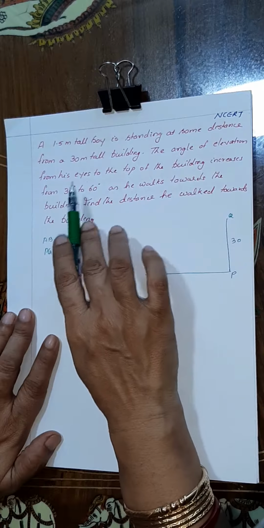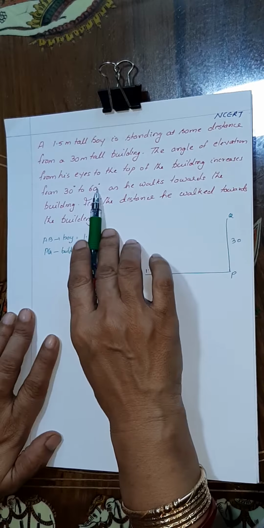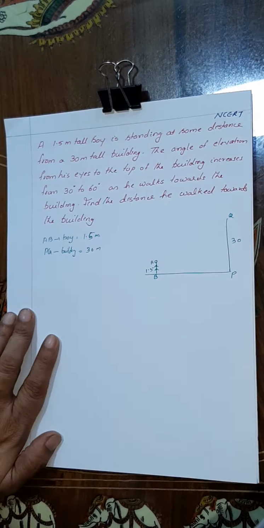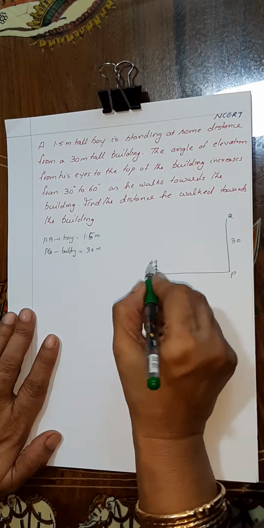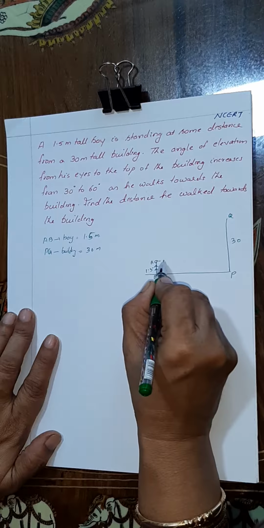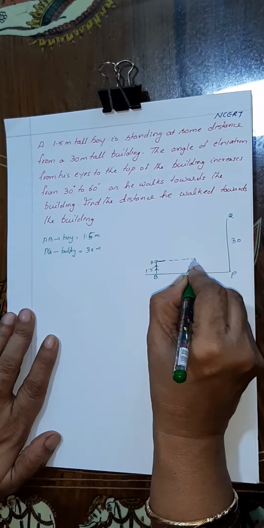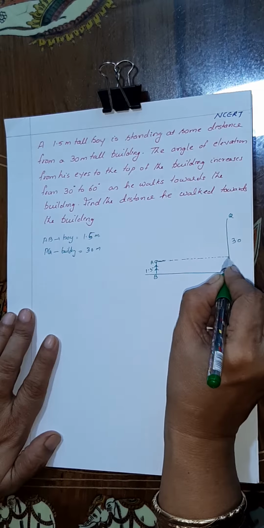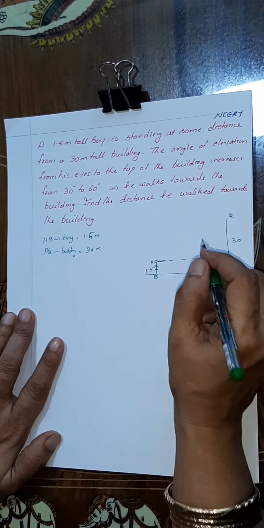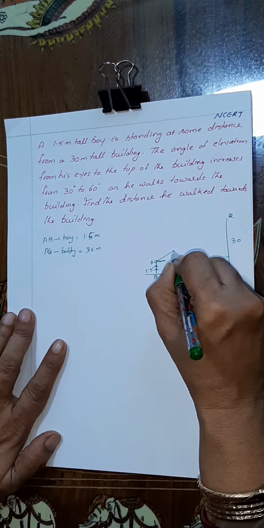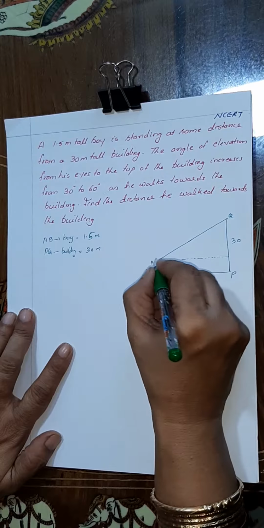angle of elevation from his eyes to the top of the building increases from 30 to 60 as he walks towards the building. So now first at this position his angle of elevation, now we will draw one line parallel. Angle of elevation is always with the base, with the ground, or a line parallel to the ground, angle of elevation and angle of depression both. So this is 30 degrees.